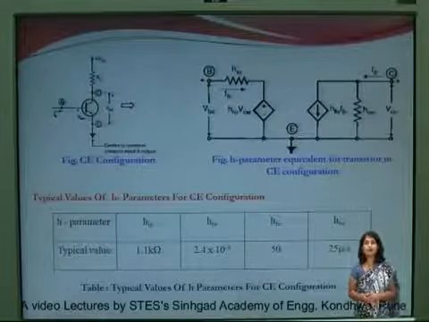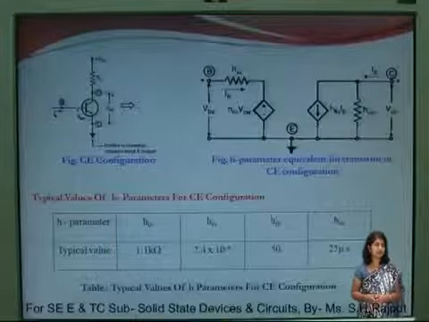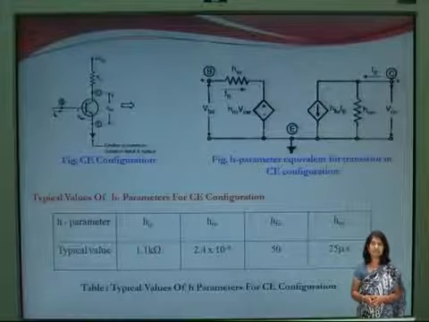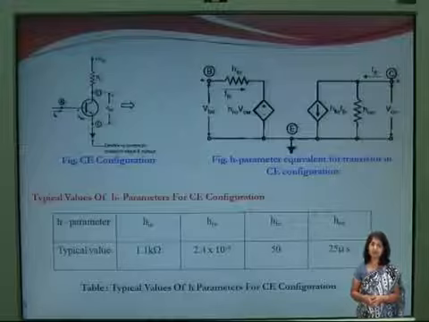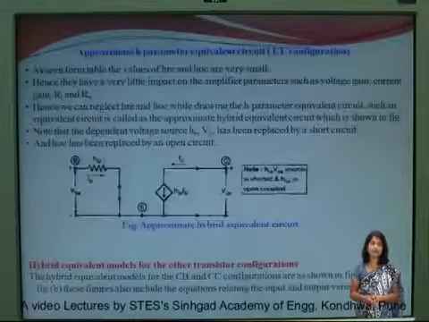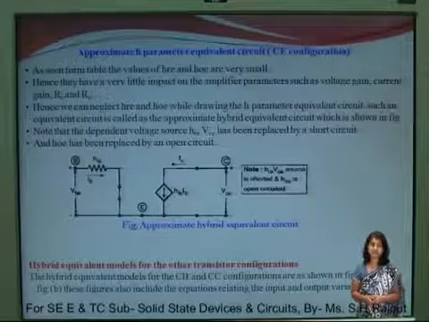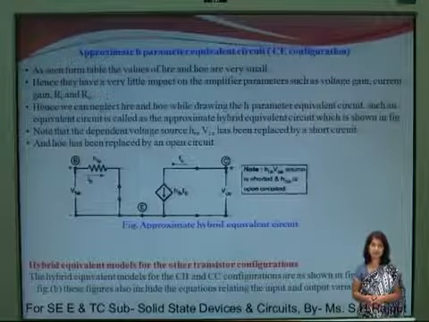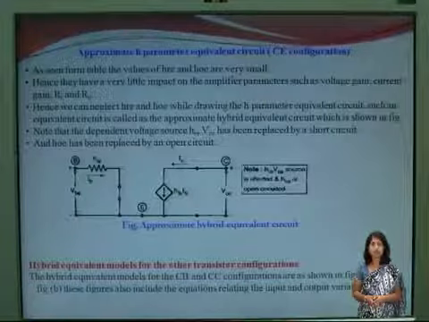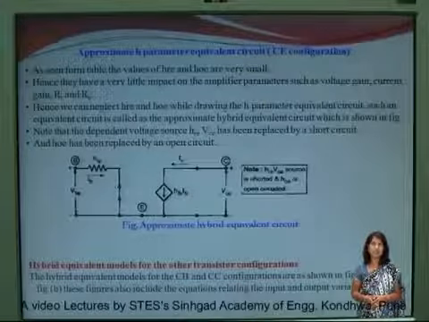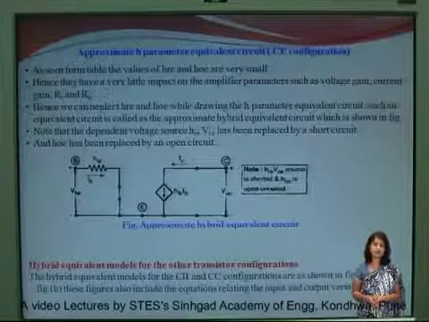Let's see now the approximate h parameter equivalent circuit for the CE configuration. As we have discussed, the values of hre and hoe are very small. They have very small impact on the transistor model or the transistor parameters. You may consider voltage gain, current gain, Ri or Ro. Here we can neglect hre and hoe, as they will not have any impact on these four parameters.